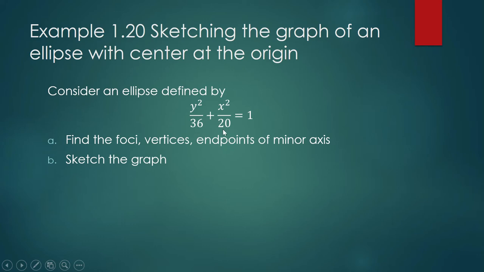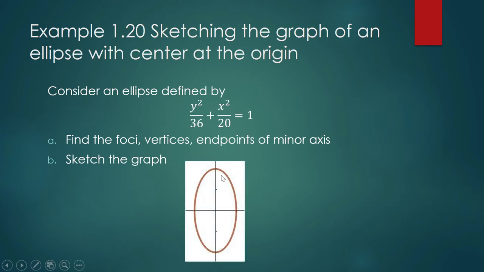So between these two denominators, which is a squared? The larger denominator is going to be a squared. So this is a squared, this is b squared. A squared appears under y, so that means our principal axis is vertical. It is standing up. So we shall need a. A is 6, the square root of 36 is 6. We shall need a to locate the vertices of your ellipse.